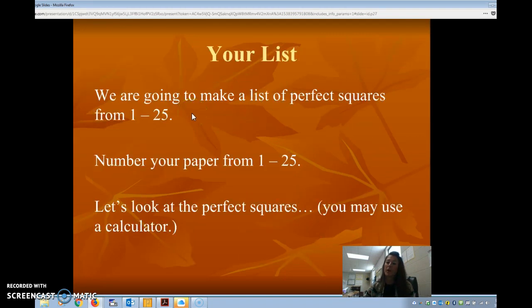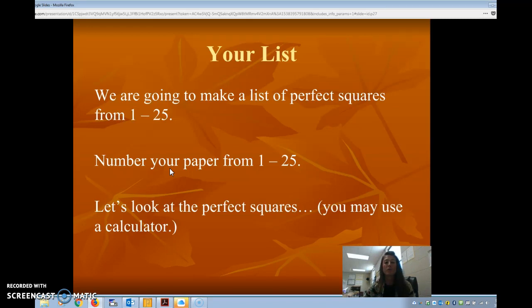What you're going to do now is pause this video and make a list of 1 through 25 on your paper. For example, if you have blue lines that go left and right, and a red line on the left-hand side of your paper, beside that red line I want you to number 1 through 25 all the way down. Do not skip lines. Okay?